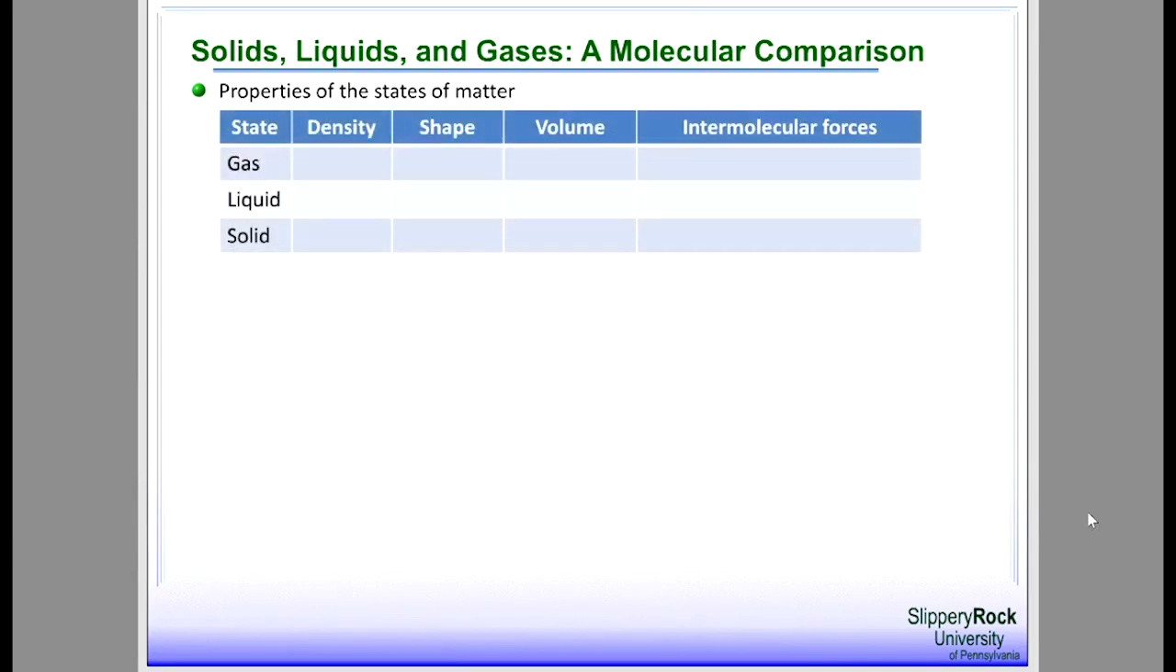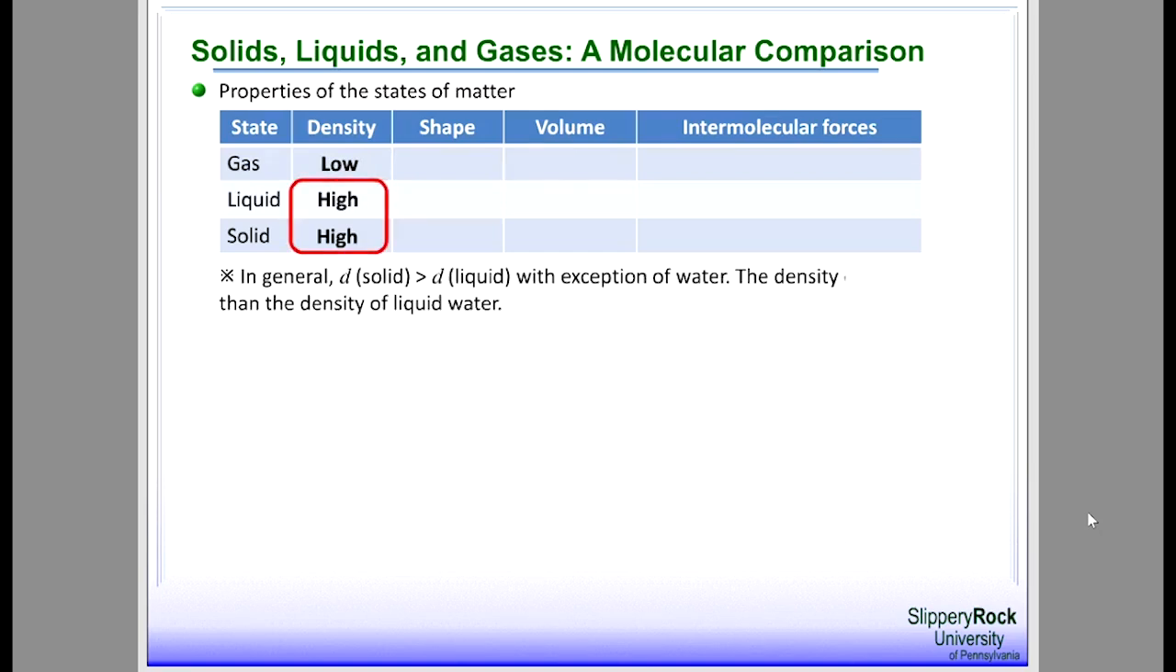The density of gas is substantially lower than that of solid or liquid. In general, the density of solid is greater than the density of liquid. However, water is an exception. The density of solid water, or the density of ice, is less than the density of liquid water. This is due to the strong hydrogen bonding force that is present among the water molecules. I am going to talk more about it later.